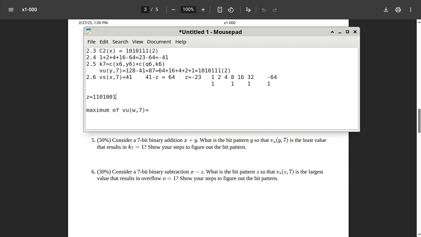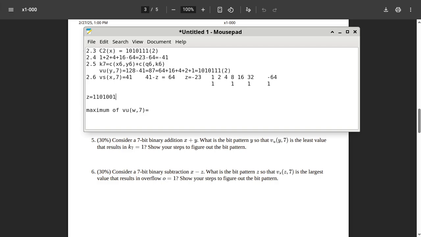Yeah. So we want -23 to be VS Z8, but now we are reversing to find out what bit pattern will give us the VS of Z being -23. To get to -23, we know for sure that we need a -64, but to add something to -64 to end up with -23 means we have to add 41 to it. 41 has a 32, has an 8, and has a 1.